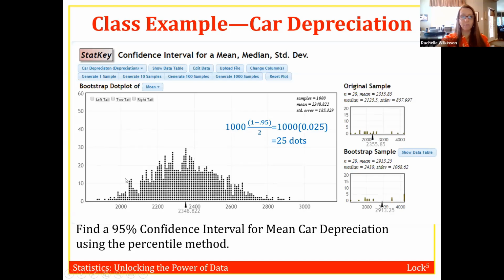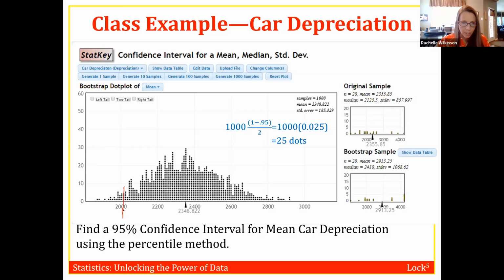So to construct my confidence interval, I'm going to start over here on the left-hand side and count 25 dots. 1, 2, 3, 4, 5, 6, 7, 8, 9, 10, 11, 12, 13, 14, 15, 16, 17, 18, 19, 20, 21, 22, 23, 24, 25. Okay. And where that is, you're going to draw a line if you're doing this on your paper. So I drew my line there.